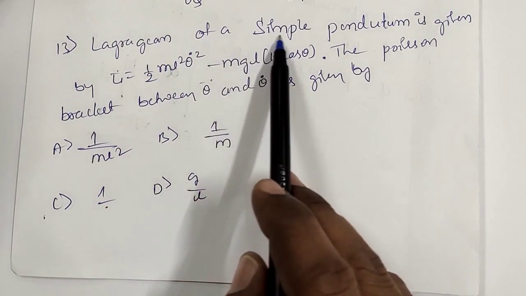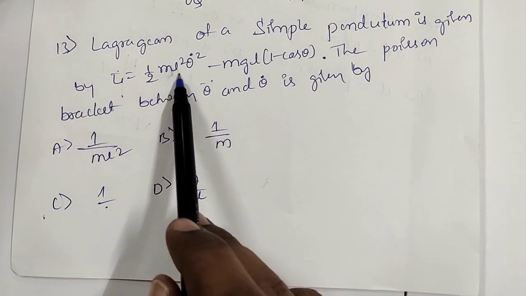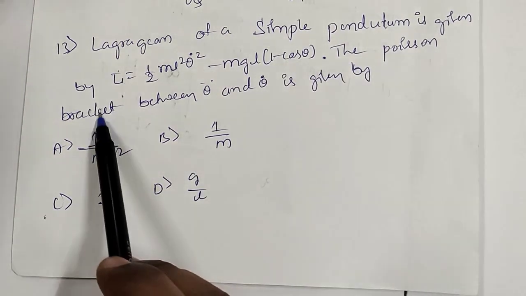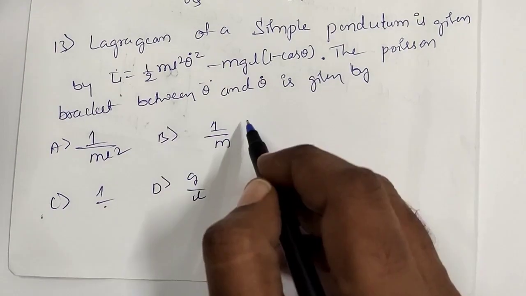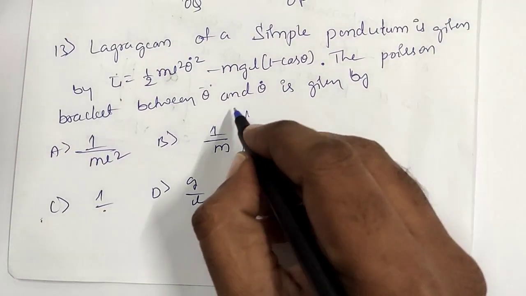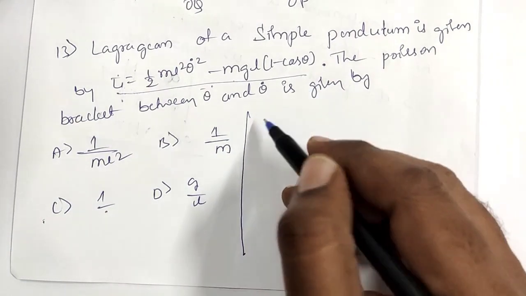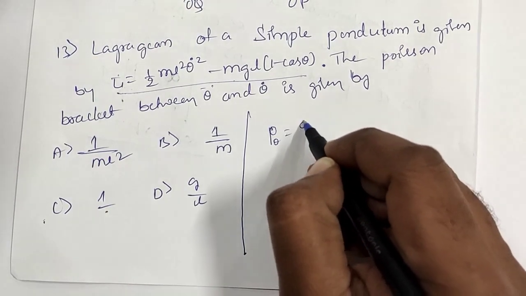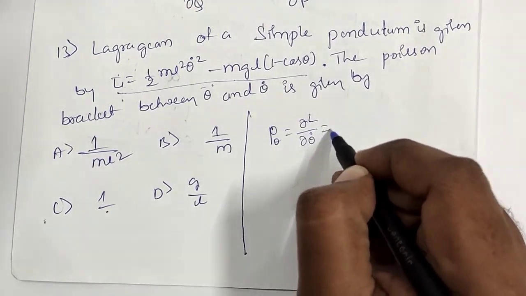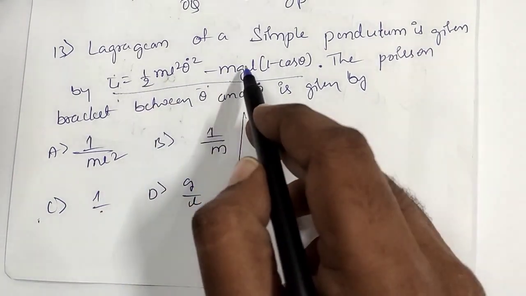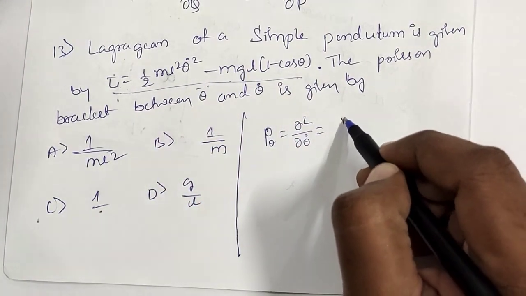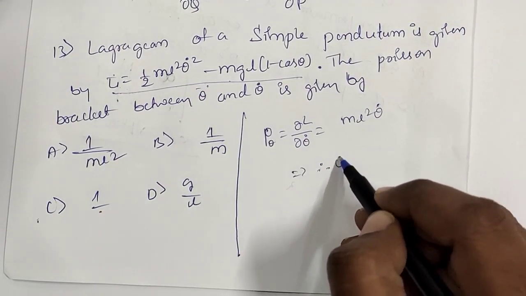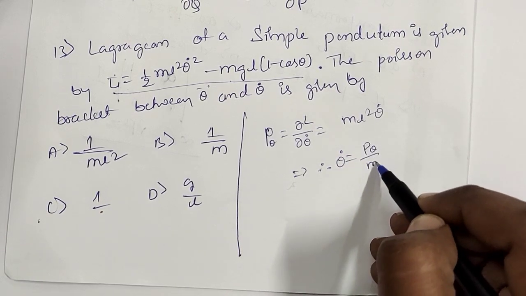The Lagrangian of a simple pendulum is given by L is equal to half m l square theta dot square minus m g l of 1 minus cos theta. The Poisson bracket between theta and theta dot is given by. Lagrangian is this one, right? And we know that p theta is equal to dou L by dou theta dot, which is equal to, differentiate this Lagrangian with respect to theta dot, so then we will get m l square theta dot. Therefore theta dot is equal to p theta divided by m l square.